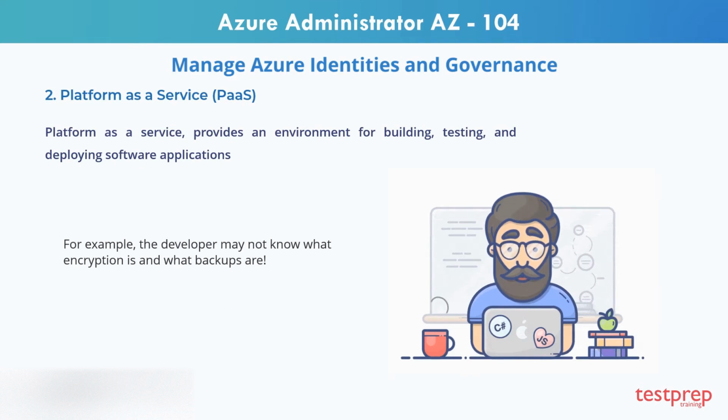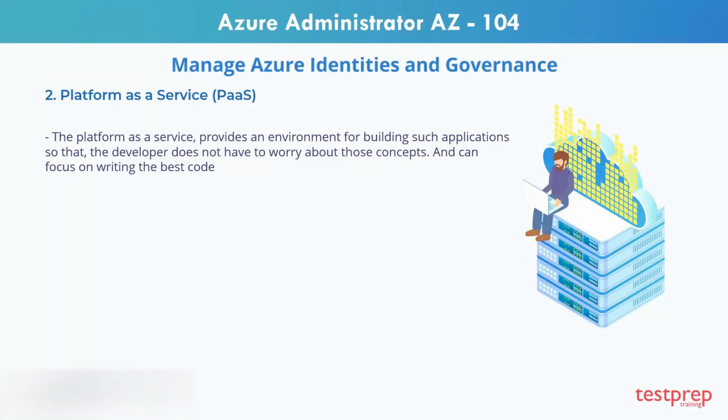For example, the developer may not know what encryption is and what backups are. The Platform as a Service provides an environment for building such applications so that the developer does not have to worry about those concepts and can focus on writing the best code. For example, when deploying a web application using Platform as a Service, you do not have to install an operating system. You do not have to even take care of the Windows updates or install the antivirus on the machine.